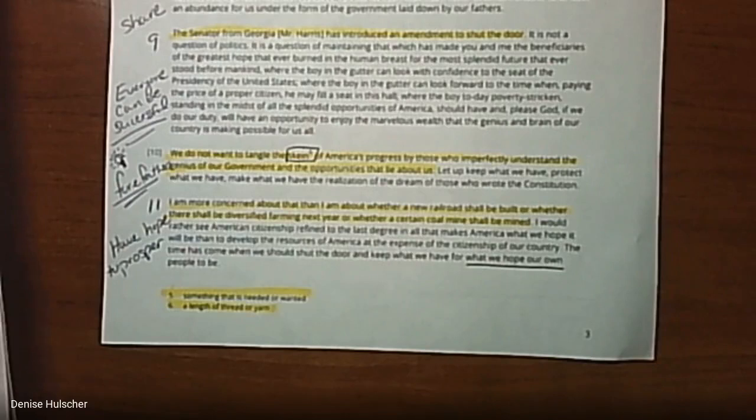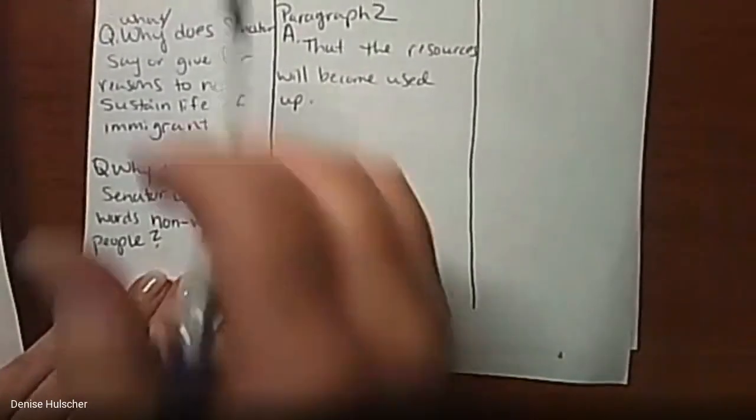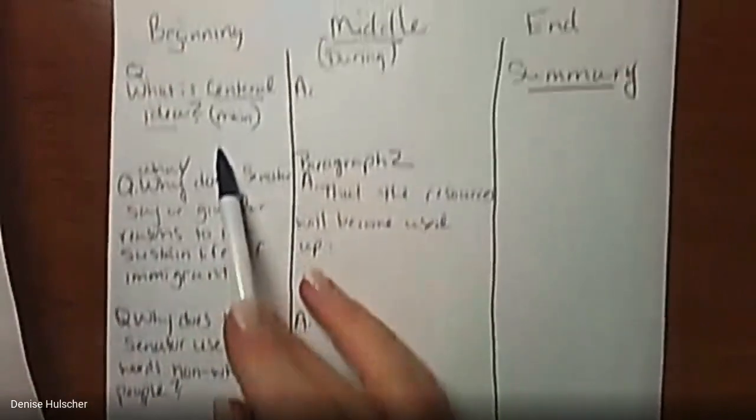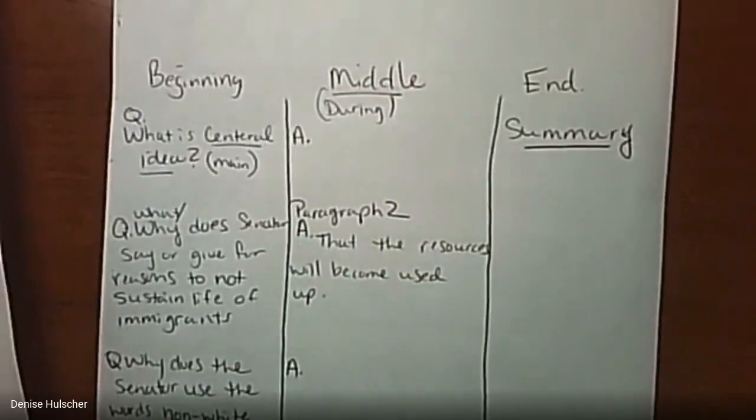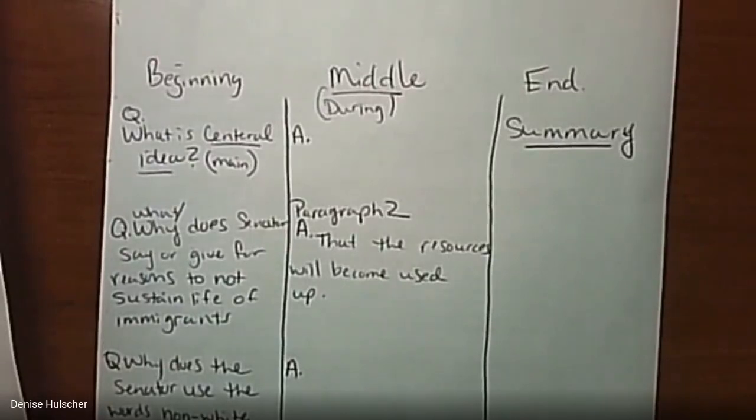All right, so that concludes our pages. Let's look at our questions. So what's the central idea? What do you think the central idea of the text is? I want you to think about that for a second.